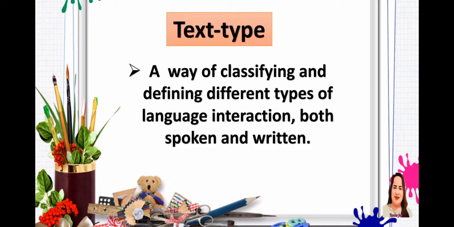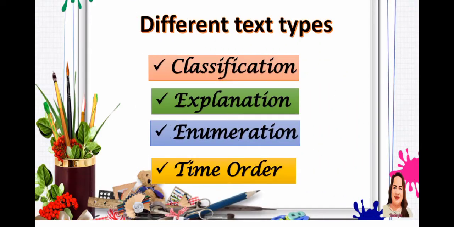Maaaring matukoy ang text type kung matutukoy ng nagbabasa ng text or paragraph kung ano ang purpose o layunin ng text na binabasa. Okay? Una nating pag-usapan ang classification text types. So before that, here are the examples of different text types. The classification, explanation, enumeration, and the time order.